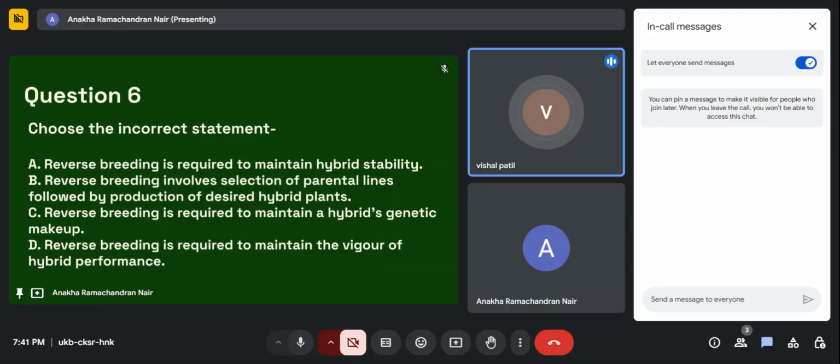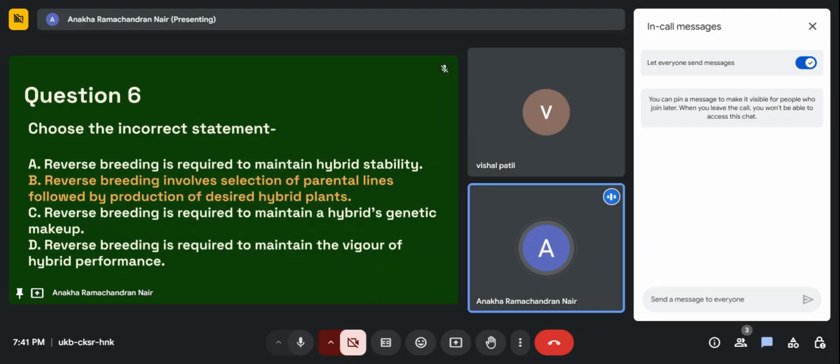One minute, madam. Yeah. Reverse breeding is required to maintain. Madam, B. Yes, so it is correct. Option B is correct. So option A, C, and D are obviously correct statements, right? So reverse breeding is required, the reason we do it is to maintain the hybrid stability and obviously the vigor of the hybrid's performance, and it is also required to maintain the genetic nature of the hybrid.